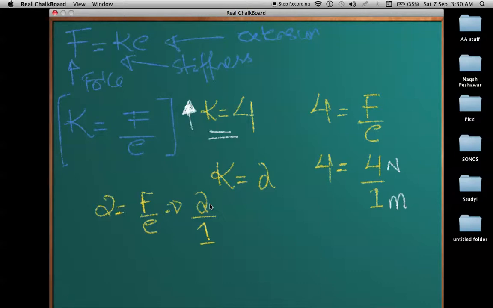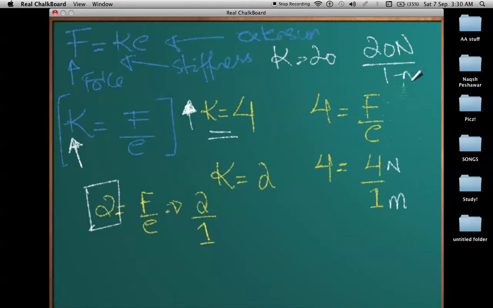Earlier it was harder, it was tough, because you had to apply more force to get an extension of 1 meter. Now you apply 2 newtons and you get an extension of 1. So you can see that this value here is actually the stiffness. It is telling you how hard the spring is, how much force you need to apply to get the extension. Let's say if a K value is 20, this would mean 20 newtons over 1 meter.